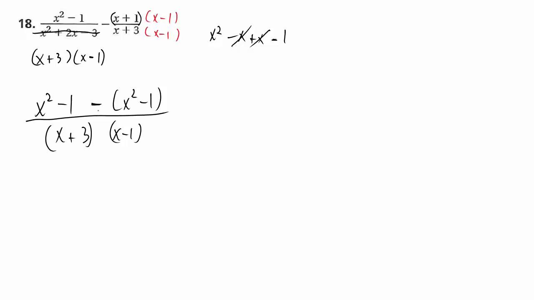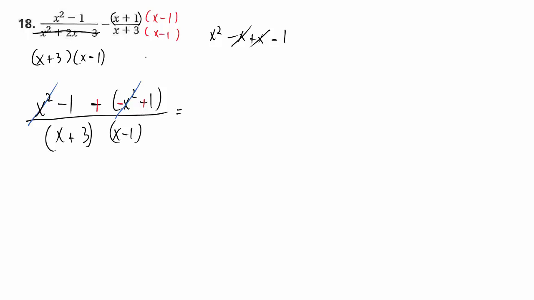Here's where I said you got to be careful with subtraction. You got to distribute this subtraction here. So here I have x squared, and then that's a minus an x squared. So these two cancel out here. And then I have a negative 1 right here, and then I've got a positive 1 right here.